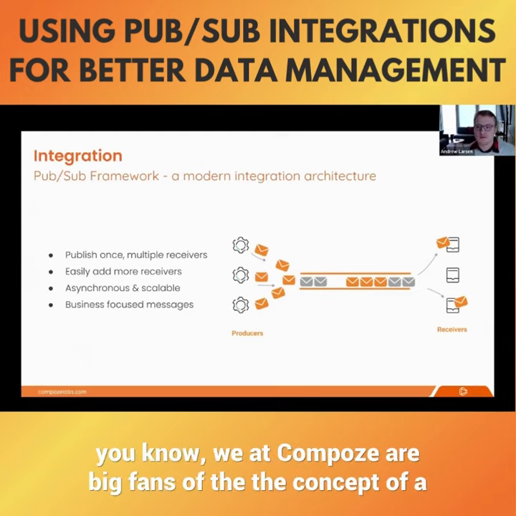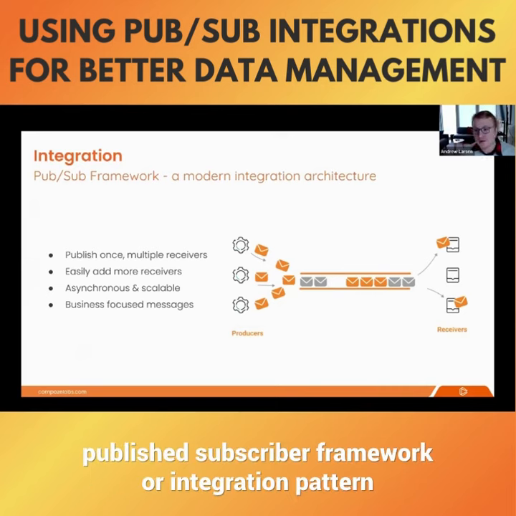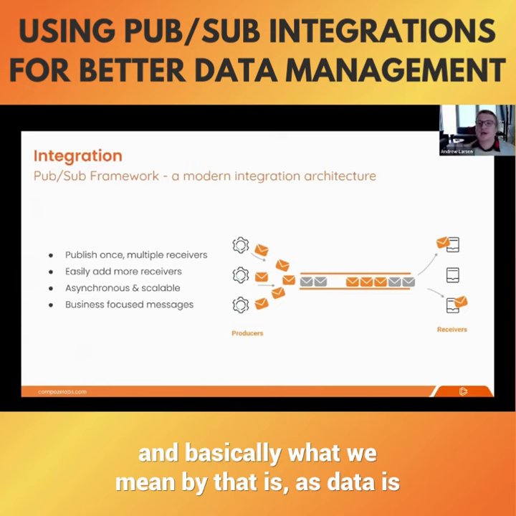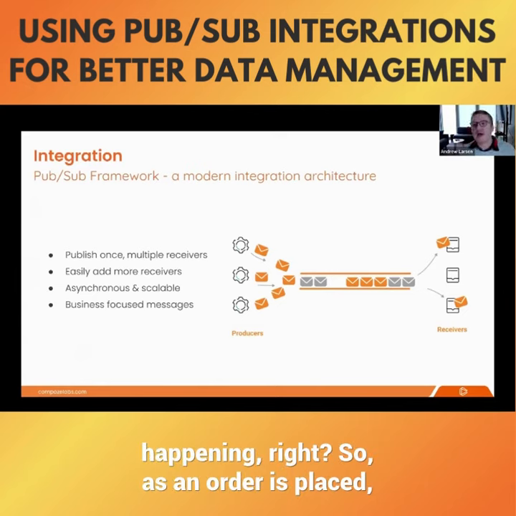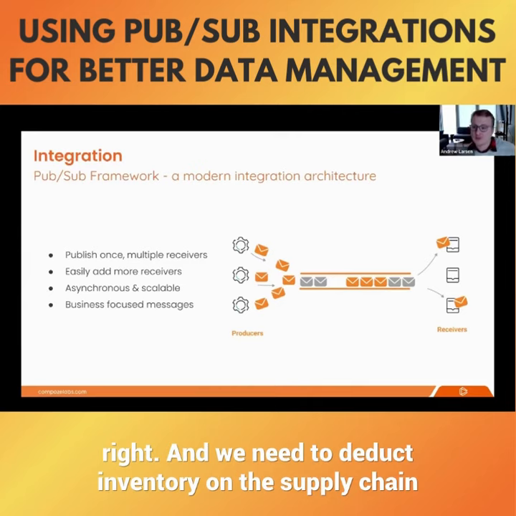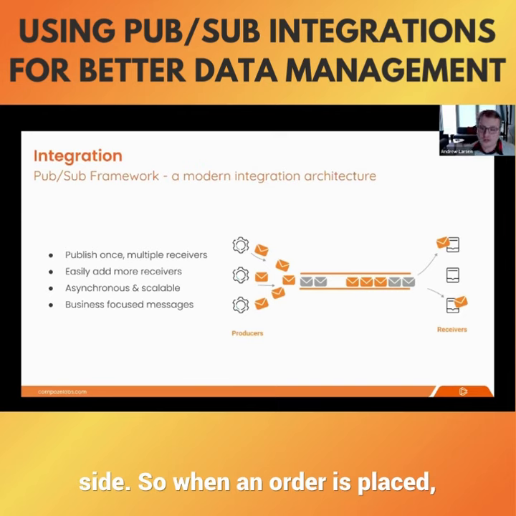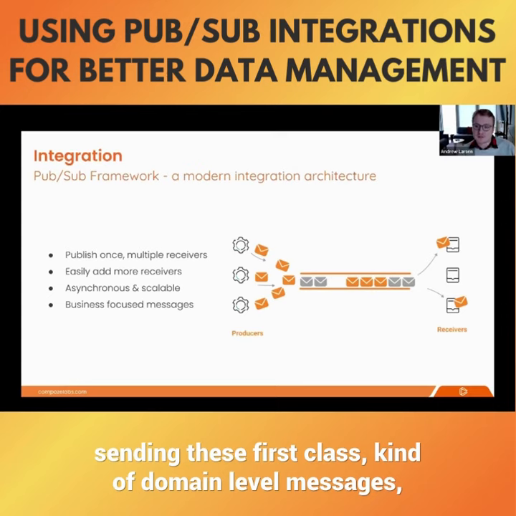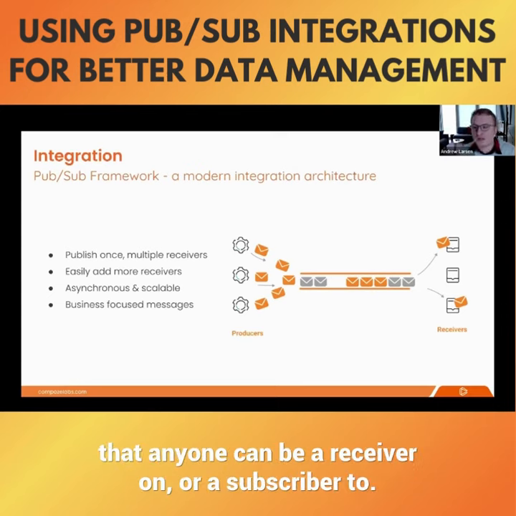And that's where we at Compose are big fans of the concept of a publish subscriber framework or integration pattern. And basically what we mean by that is, as data is happening, right? So as an order is placed, and we need to deduct inventory on the supply chain side. So when an order is placed, that's what we call a producer or a publisher. And then what we have are these pipes where we're sending these first class, domain level messages that anyone can be a receiver on or a subscriber to, right?